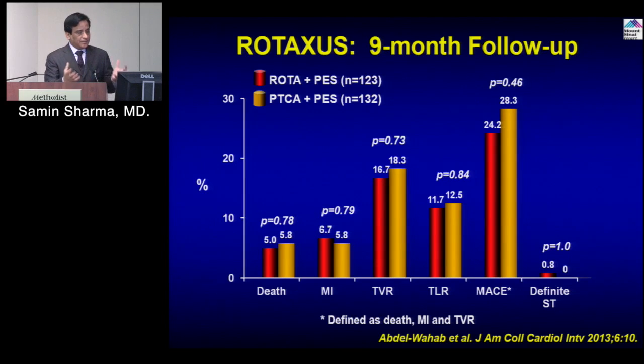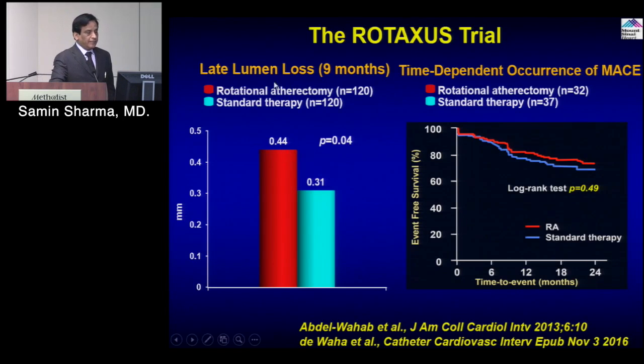So why did this happen, that despite a better procedural result, rotational atherectomy does not translate into a good outcome? The reason is, look at the lumen loss. Your late lumen loss is much higher with rotablation compared to standard therapy. Very simple: rotational atherectomy, the high-speed technique we use, probably causes more injury to the endothelium and more intimal hyperplasia. So this heat damage probably translates. Second, the study also looked at events, 32 in the Rota group and 37 in standard: did we delay any of this time-dependent occurrence of MACE? No. So overall, rotational atherectomy did not make any difference in these patients.